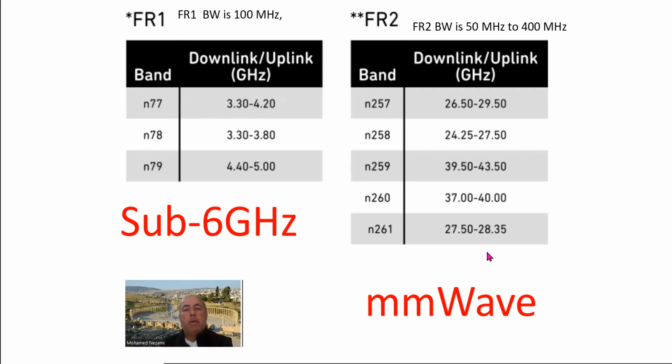And then we have the millimeter wave bands, which start out from N257 to 58, 59, 60, 61. These are some of the popular bands.